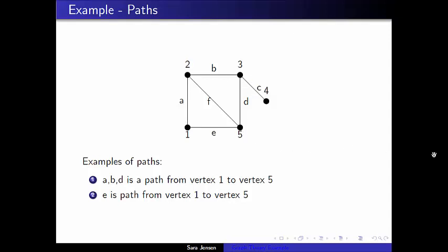However, that path is not a geodesic. A geodesic is going to be a path in the graph of the smallest length that it could possibly be. So E in this instance would be an example of a geodesic from vertex 1 to vertex 5, but both of those collections or sequences of edges are perfectly valid paths.